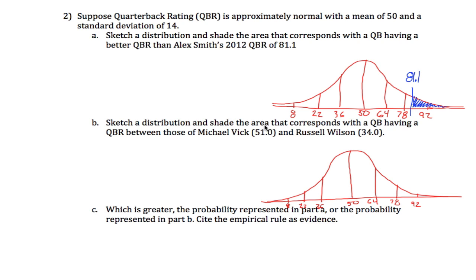And it says, sketch a distribution and shade the area that corresponds with the quarterback having a QBR between those of Michael Vick, who is a 51. I don't really like Michael Vick, so it's good to see him struggling a little. This would be 51 right here, just slightly above 50. And Russell Wilson, 34. Well, 36 is here. So 34 would be somewhere in there. And so the area in between them would be all of this stuff. Okay, so I guess that's all I got to do there.